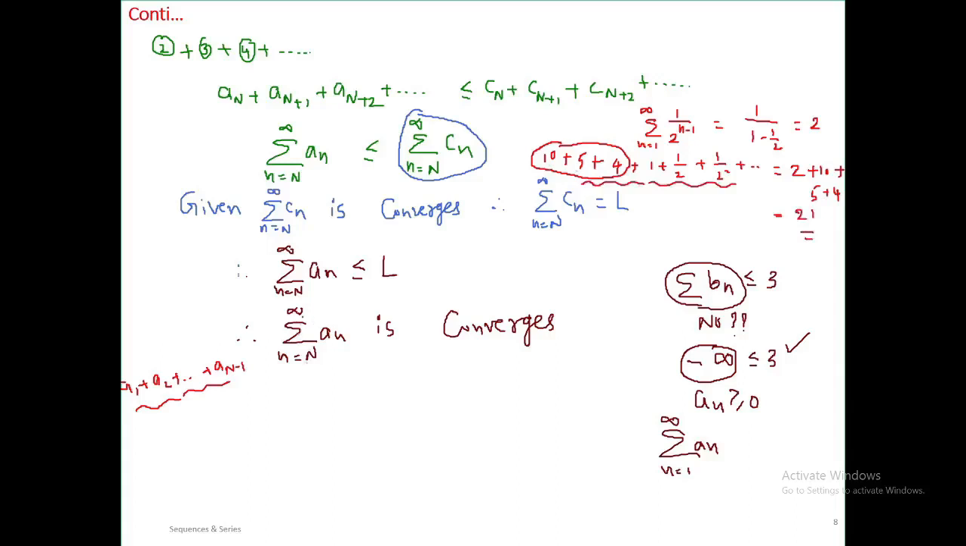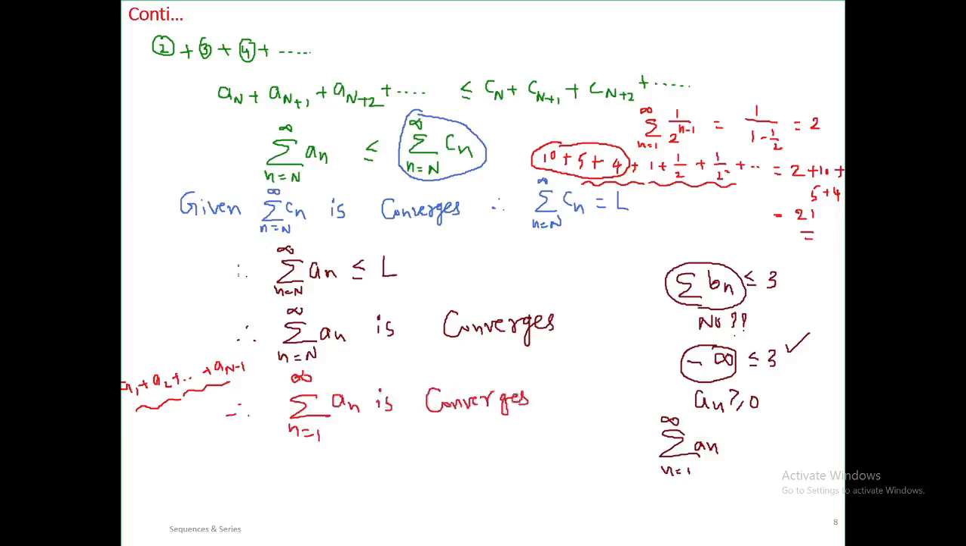These are infinitely many terms: look at an, an plus 1, an plus 2 and so on to infinity. Infinitely many terms sum is finite. We are adding a few terms, a1, a2 up to a n minus 1, so this sum is also finite. So overall, the conclusion is that the series n from 1 to infinity of an converges. That's it. This only we need to prove.